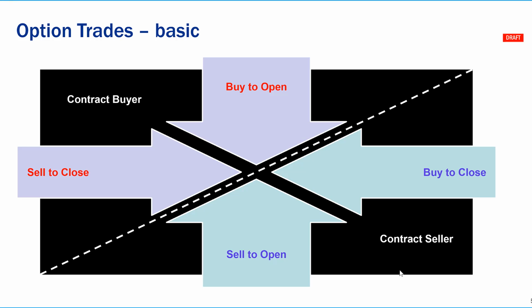Again, you have to buy to open, sell to close under the buyer's side, and then the contract seller has two options: a sell to open and buy to close.